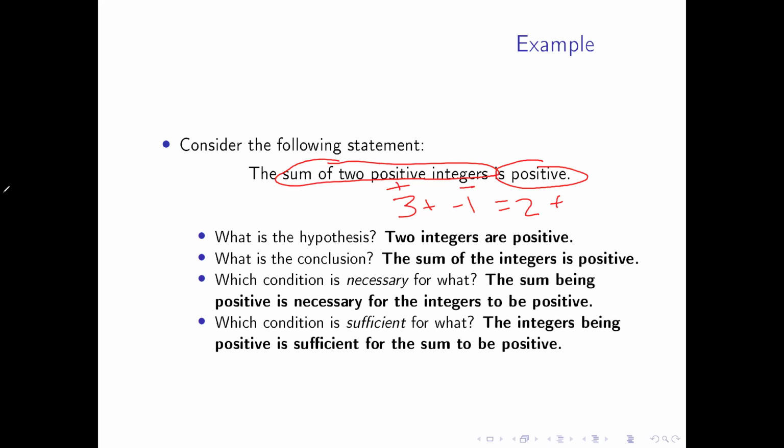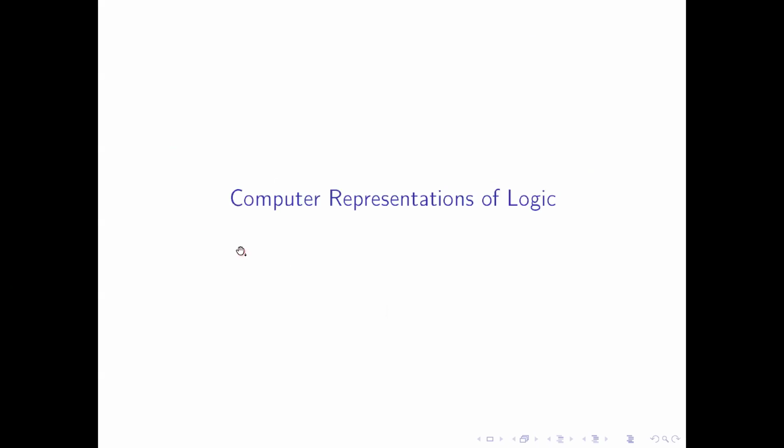The only time that they're both necessary and sufficient is an if and only if situation. In other words, a biconditional. So that is the kind of idea we have to use. All right, let's talk about computers lastly, and let's wrap this up.